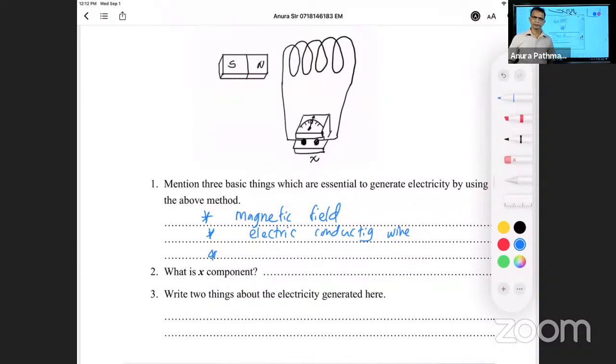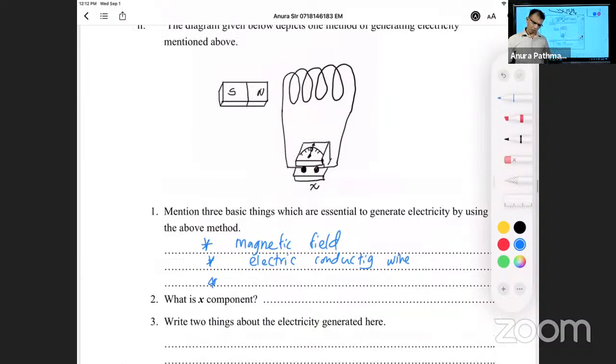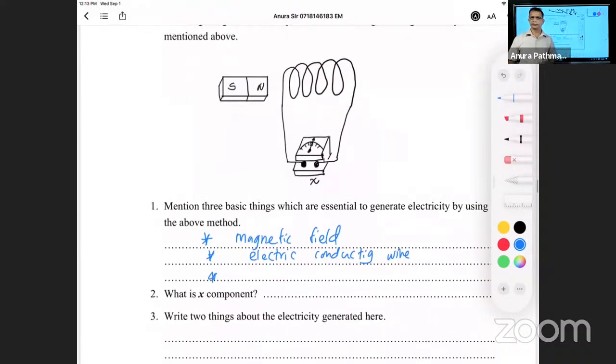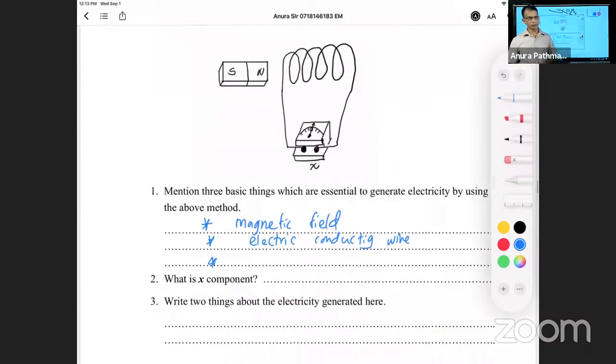Sir, can you scroll up, please? What is the third one? Sir, can we use insulated copper wires for that? Yeah, you can. What is the third one I'm asking? Center zero galvanometer? No. Meter. Millimeter? No. Electric current.